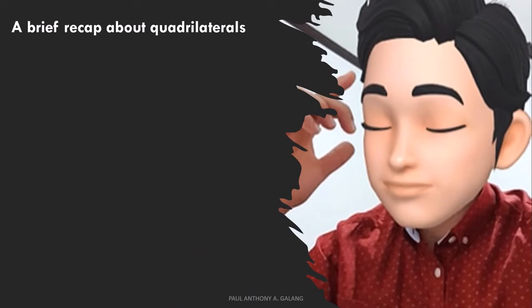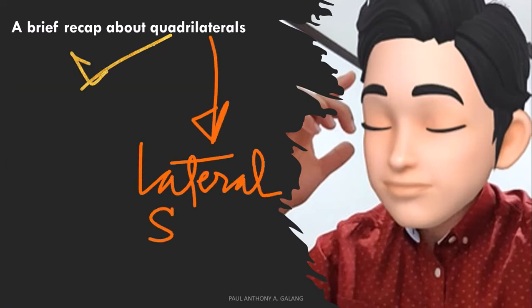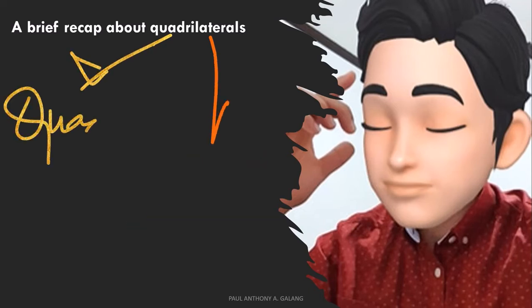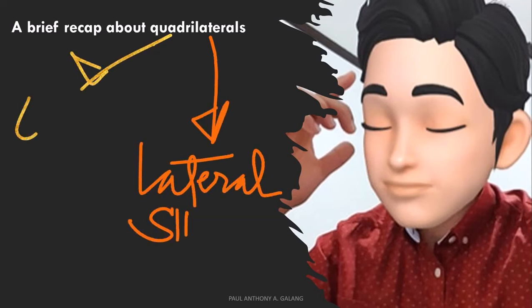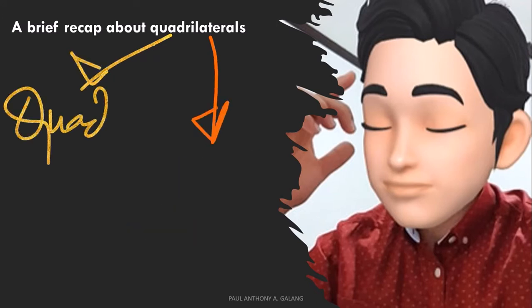Moreover, the word quadrilateral is composed of two parts. We have quad, which means four, and lateral, which means side. So, quadrilateral just means four sides. It is a polygon of four sides.